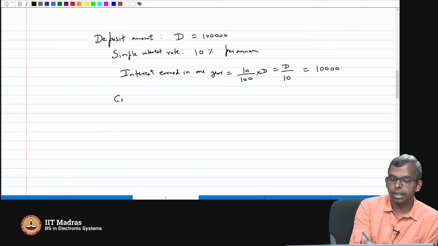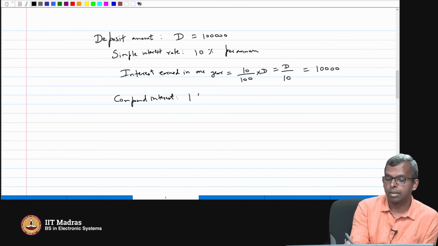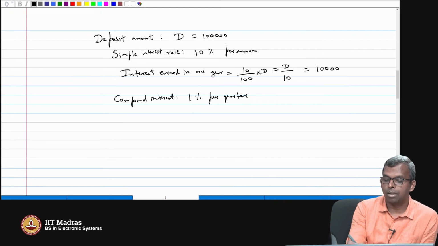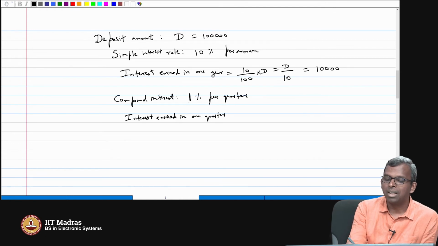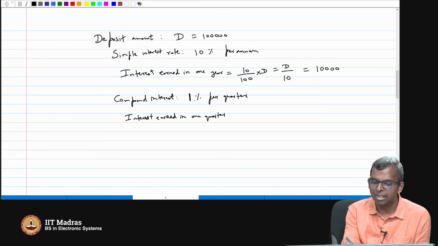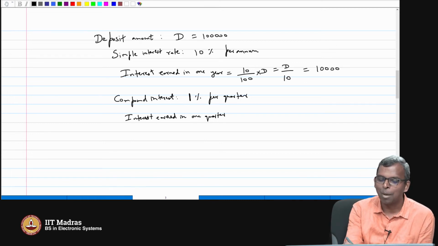So now compound interest is a little bit more involved. This is 1% per quarter. So how does that work? 1% per quarter, so you get 1% return in 1 quarter. So the interest earned in 1 quarter. Normally, you will see that banks always say 4%, and then they'll say prorated to 1 quarter or something like that. I'm just giving you the 1% itself directly. So interest earned in 1 quarter is 1 by 100 times D, and that will be D by 100.